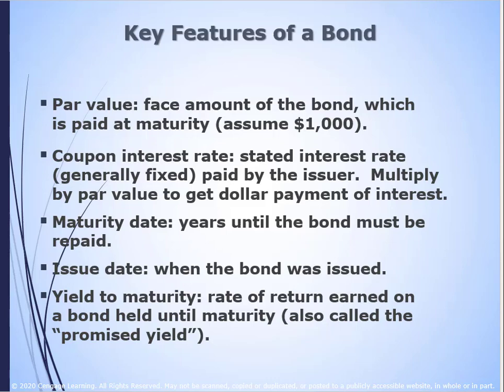The par value that I mentioned is the amount that you essentially borrow. We assume that that's always $1,000. The coupon rate is the interest that's paid annually or semi-annually. Generally, it's fixed. There are some variable rate bonds, but very, very few. And how you get paid is you multiply the coupon interest rate by the par value, and that's how you get your interest payment.